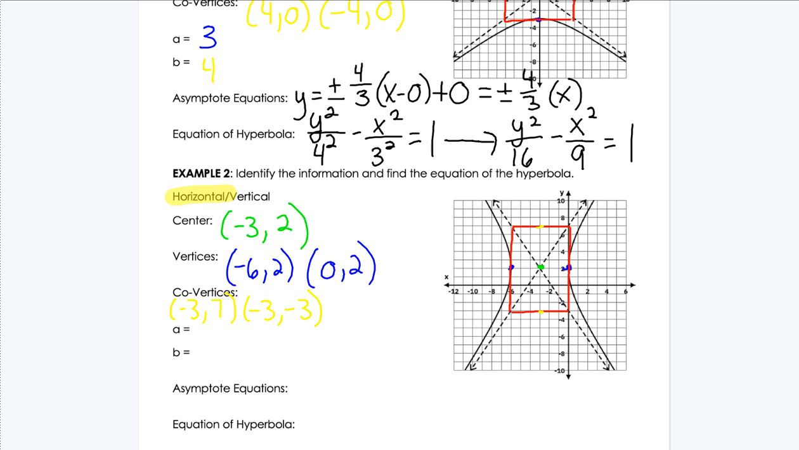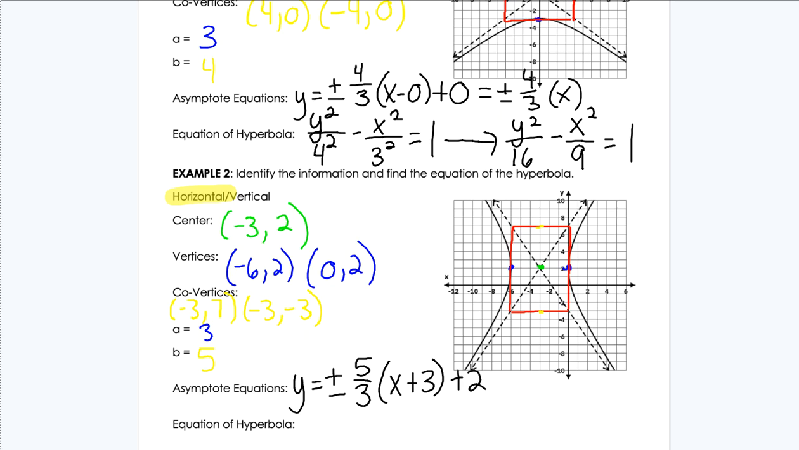All right, so then I know, looking at those distances again to find A and B, the distance from the center to a vertex in this case is 3. And the distance from the center to a co-vertex in this case is 5. So to find our asymptote equation on this one, it's going to be y equals plus or minus. Since it is horizontal for this hyperbola, the equation is going to be b over a times x minus the h, which in this case is -3, so it'd be minus a -3. So I'm going to make that plus 3.